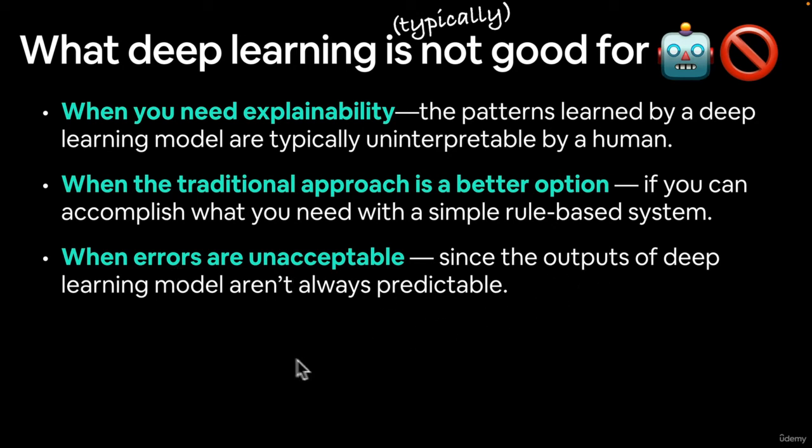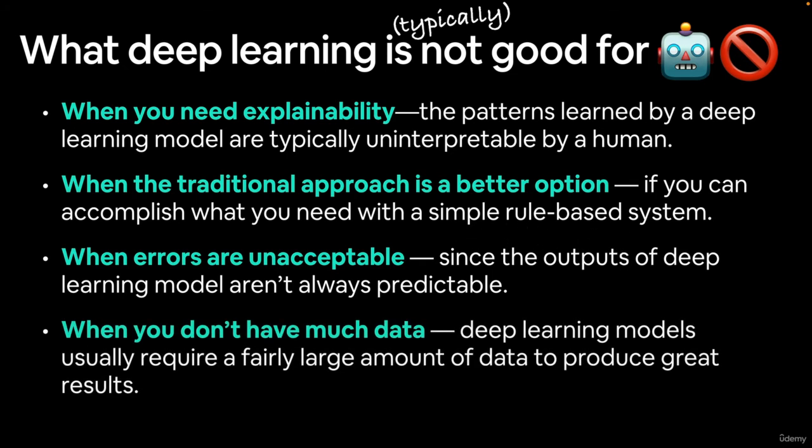When errors are unacceptable. Since the outputs of a deep learning model aren't always predictable, we'll see that deep learning models are probabilistic. That means when they predict something, they're making a probabilistic bet on it. Whereas in a rule-based system, you know what the outputs are going to be every single time. So if you can't have errors based on probabilistic errors, then you probably shouldn't use deep learning and you'd like to go back to a simple rule-based system.